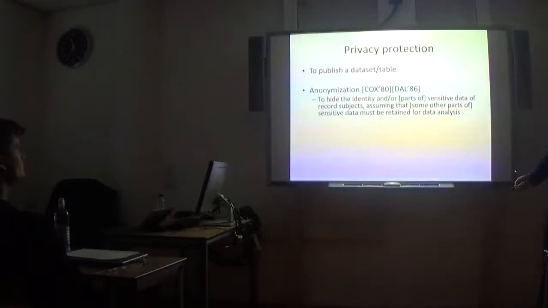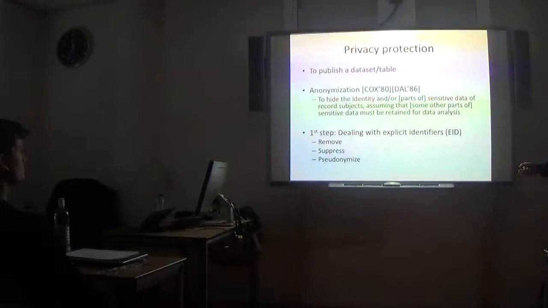I can do this with quasi identifiers, but first of all, this process that I'm going to describe now is technically called anonymization, where you hide the identity of people and sensitive information about them. What you can do is, for explicit identifiers, you do removing, suppression, and pseudonymization.